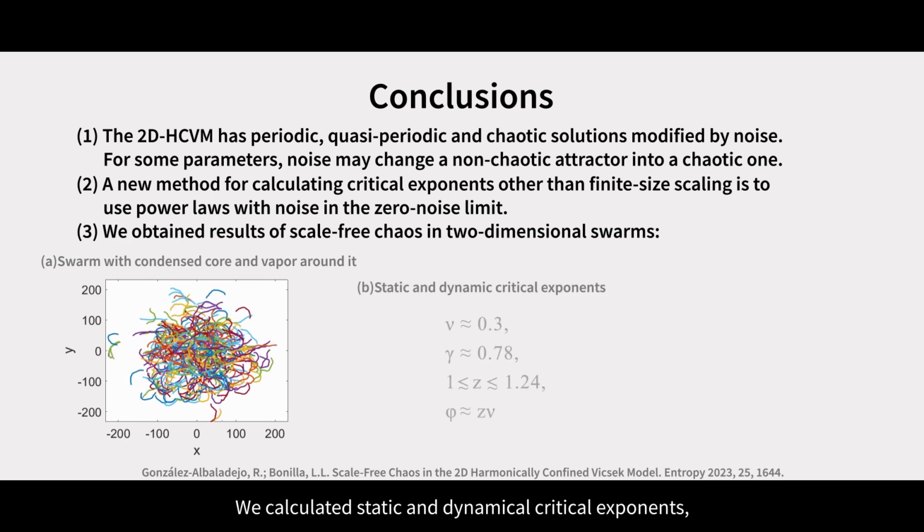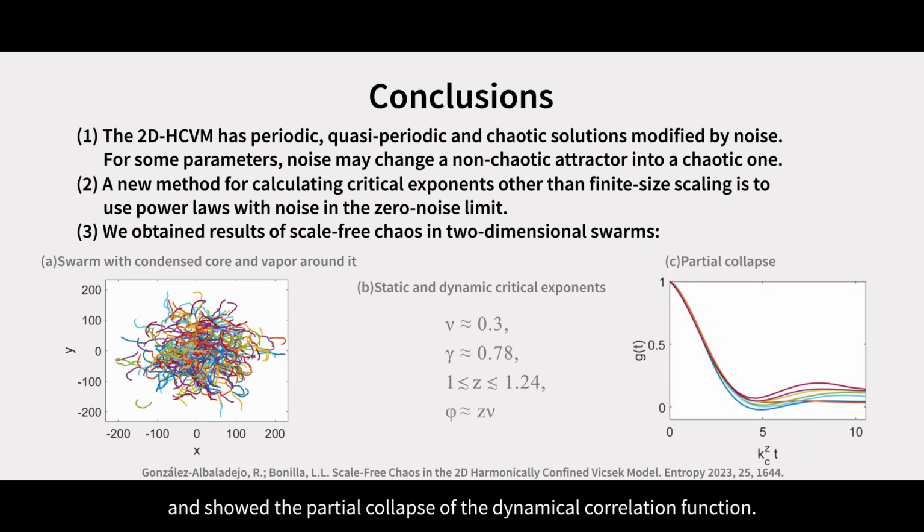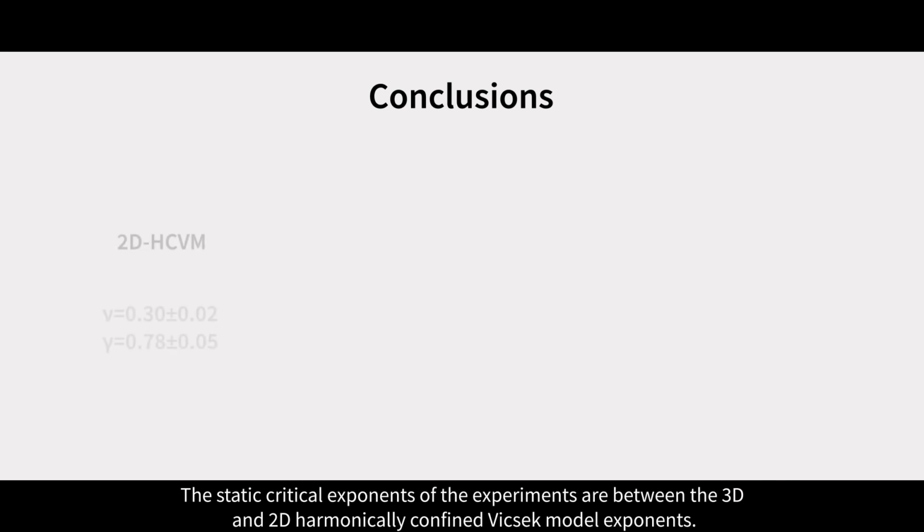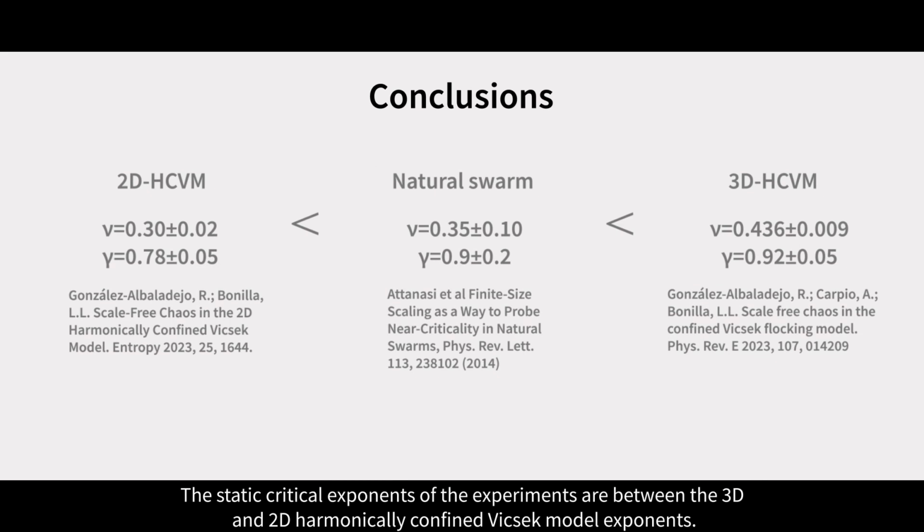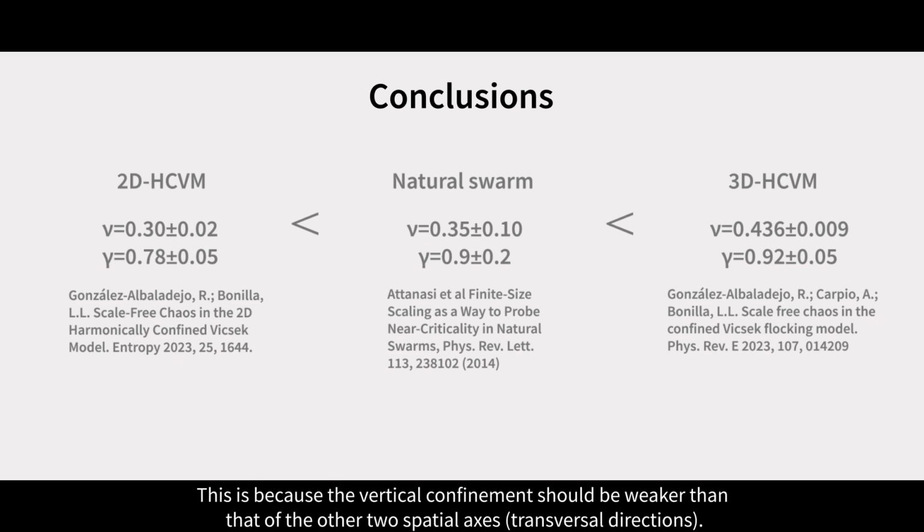We calculated static and dynamical critical exponents, and showed the partial collapse of the dynamical correlation function. The static critical exponents of the experiments are between the 3D and 2D harmonically confined Vicsek model exponents. This is because the vertical confinement should be weaker than that of the other two spatial axes.